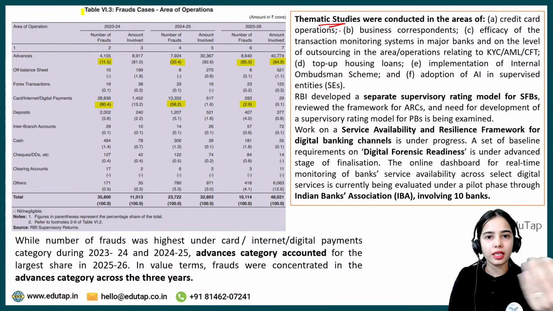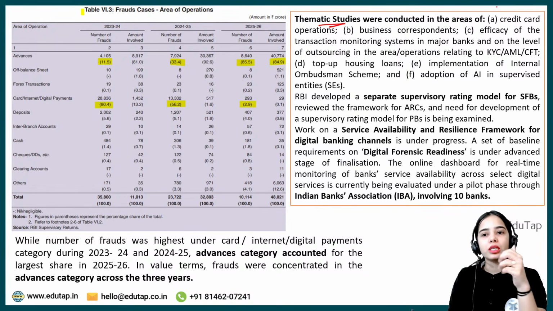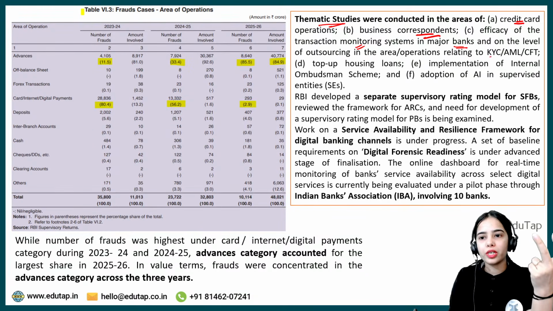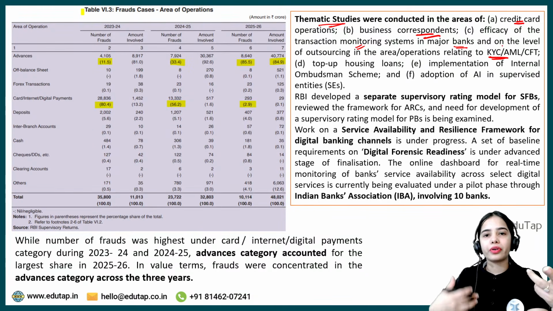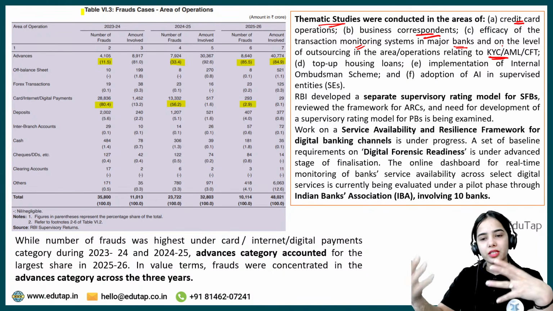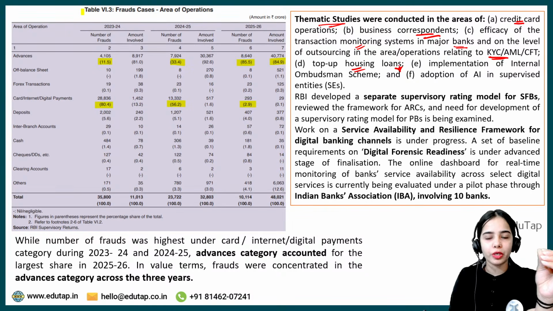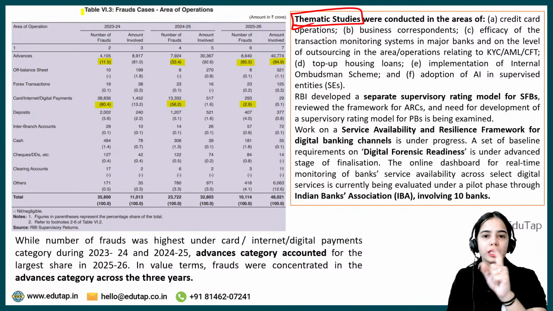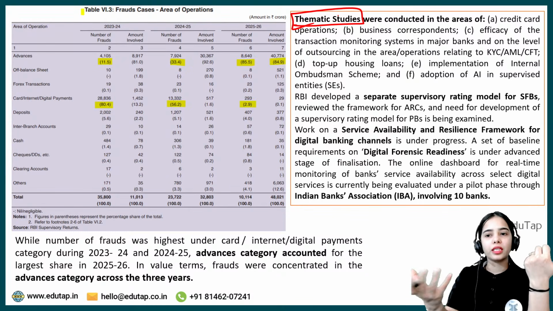Next is, thematic studies were conducted in the area. So thematic studies were conducted by the department under the Reserve Bank of India, because these are the areas which are the focus areas currently. Credit card operations, business correspondents, efficiency of the transaction monitoring system in the major banks relating to KYC, anti-money laundering, countering the financing of terrorism, top-up housing loans that we discussed for the urban cooperative banks, the implementation of the internal ombudsman scheme and adoption of AI in supervised entities. So basically the studies were done on the themes where the RBI is focusing right now: credit card, KYC, business correspondents, top-up housing loans, the internal ombudsman scheme, and the adoption of AI. So these were the focus areas in 2025-26 in which the thematic studies happened.